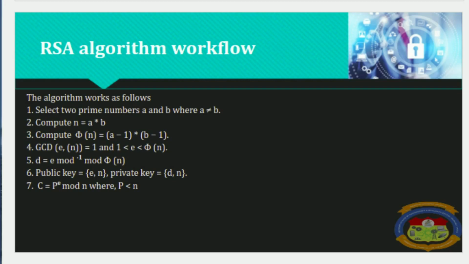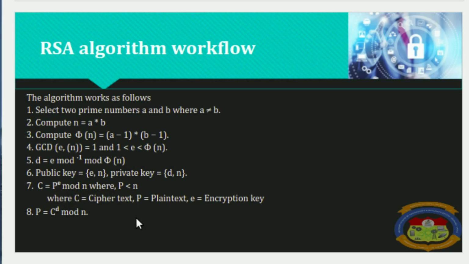So here C is the ciphertext, P is the plaintext, and E is the encryption key. In the last step, step number 8, we compute the plaintext using the given formula: plaintext equals ciphertext to the power D mod n. So these are the important steps involved in the RSA algorithm. Here D is the decryption key.